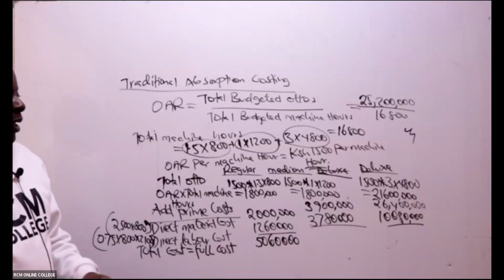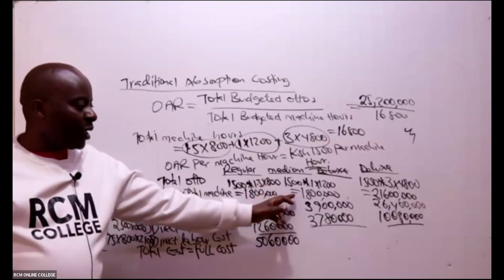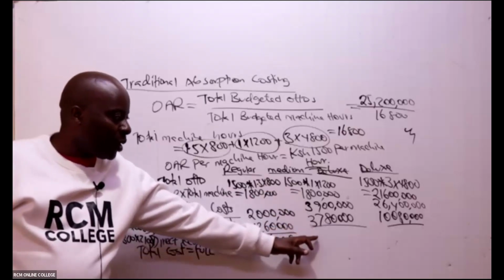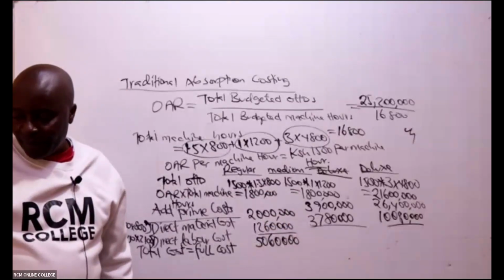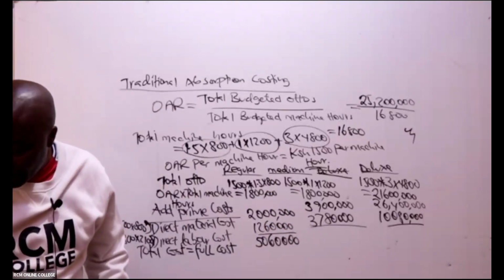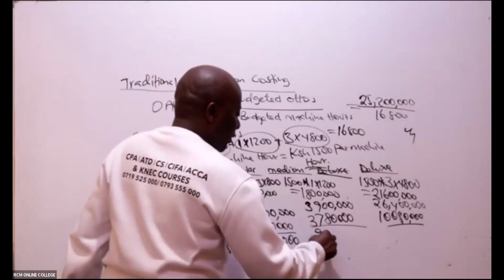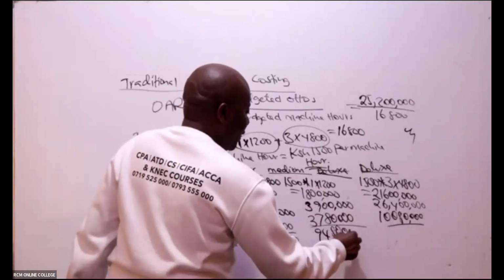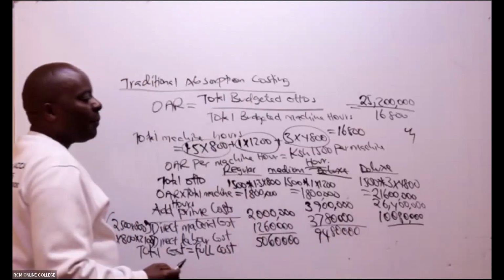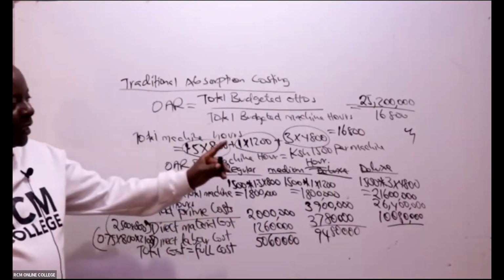And then now you go to medium. So medium, you take this plus this plus this, you give me a figure. Medium, I'm told in this case here, it's 9,480,000. Now from there, you go to deluxe and add the 3.